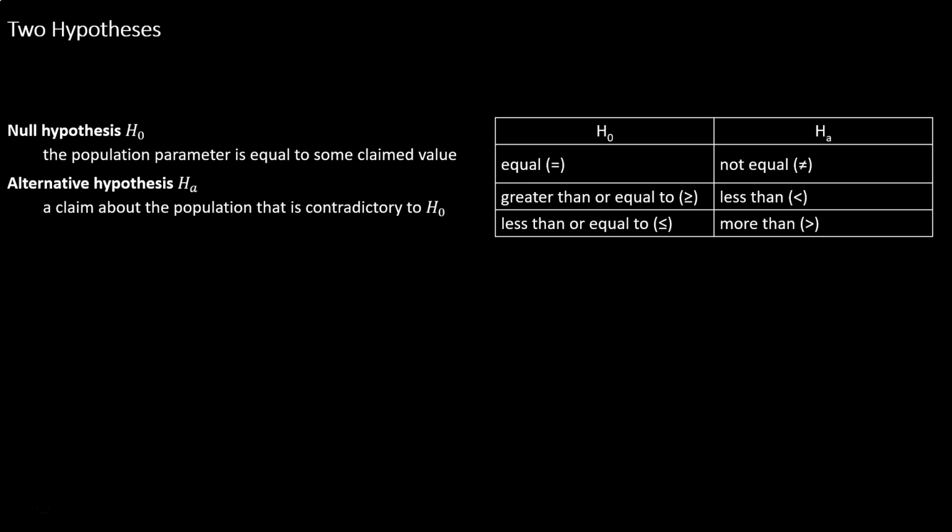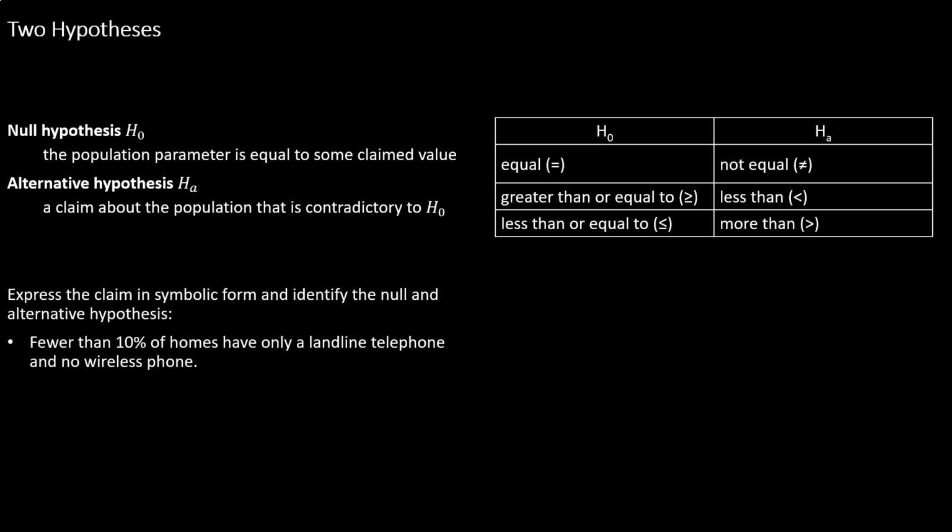So if we have a null hypothesis that includes an equality statement, then the alternative hypothesis would include a not equal to statement. If we have a null hypothesis that includes a greater than or equal to statement, then the alternative hypothesis would have to use the less than strict inequality. And last, of course, if the null hypothesis includes a less than or equal to symbol, the null has to be contradicted by the alternative, so the alternative hypothesis would use a greater than strict inequality symbol.